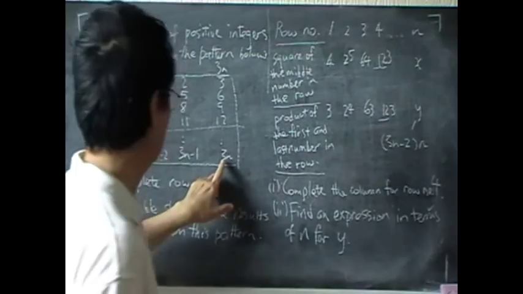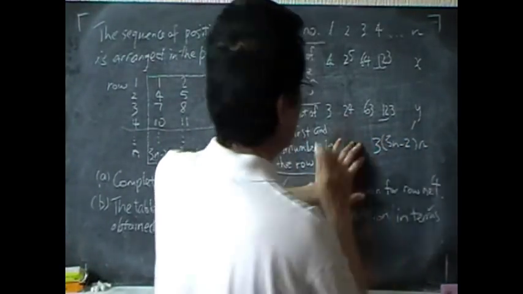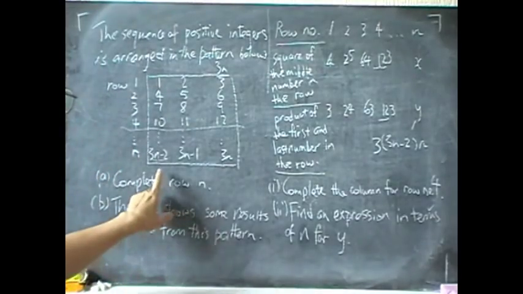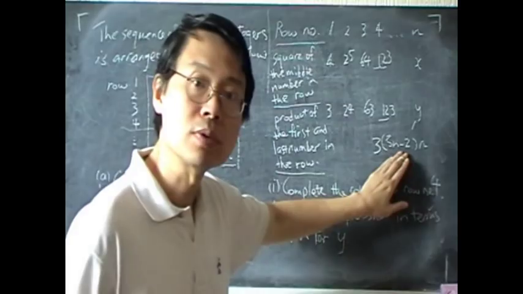Right, there's a 3 there as well. Let me put that here. So that's the answer. 3n times 3n minus 2.